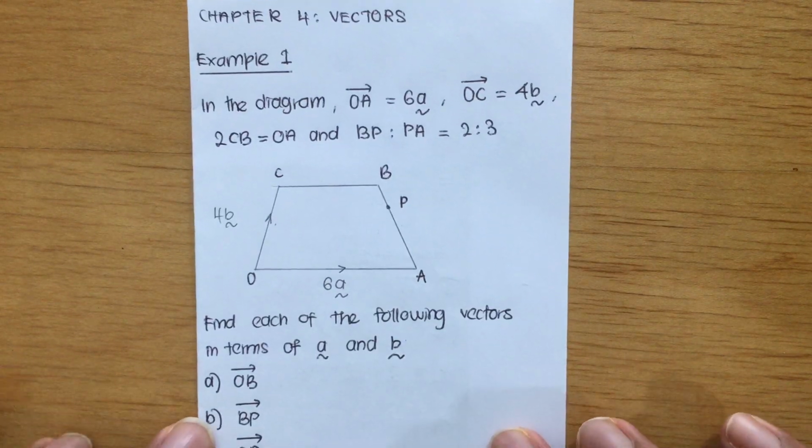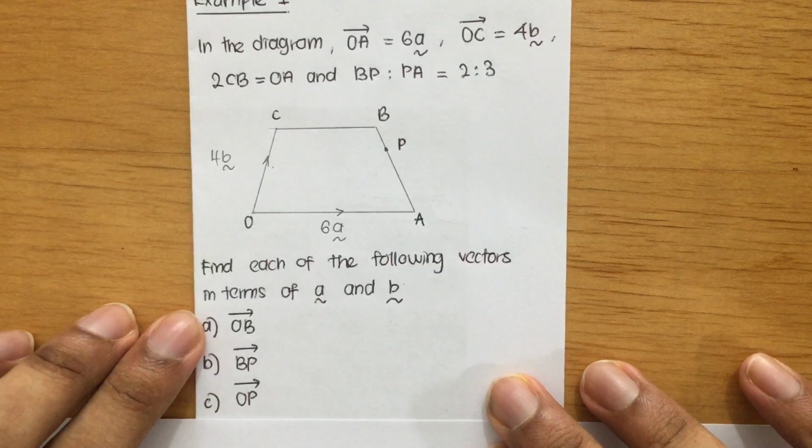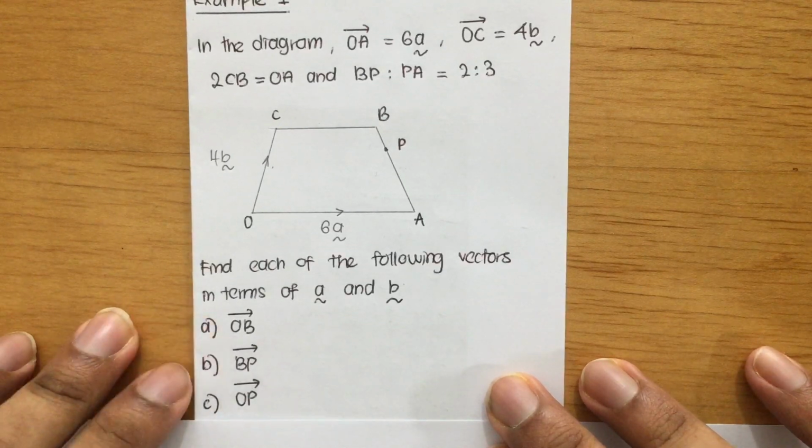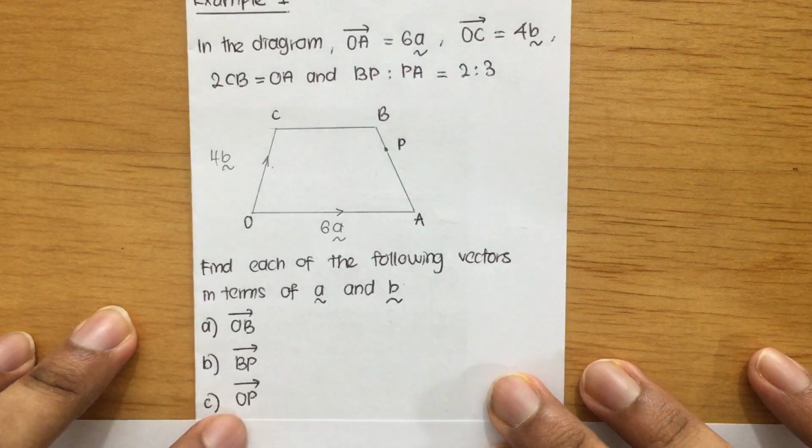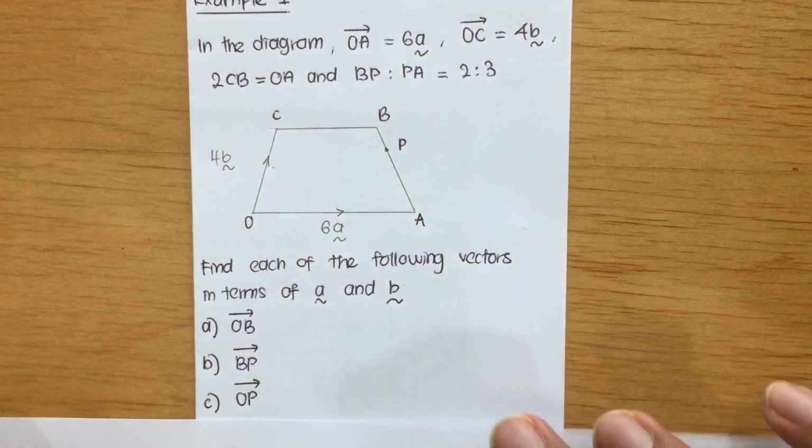First, the question asks to find vector OB. In B, they ask to find vector BP, and in C, they ask to find vector OP.